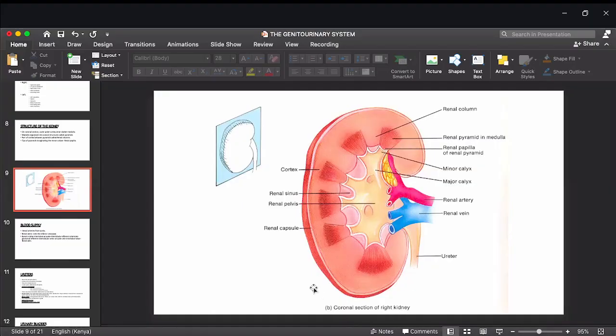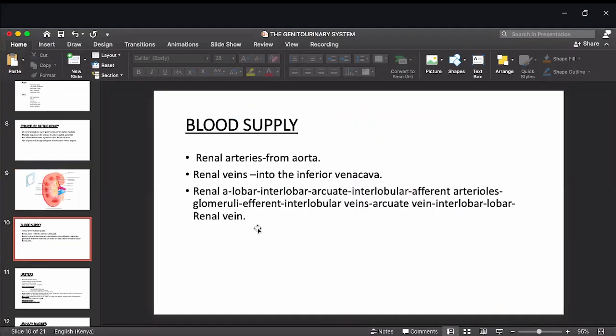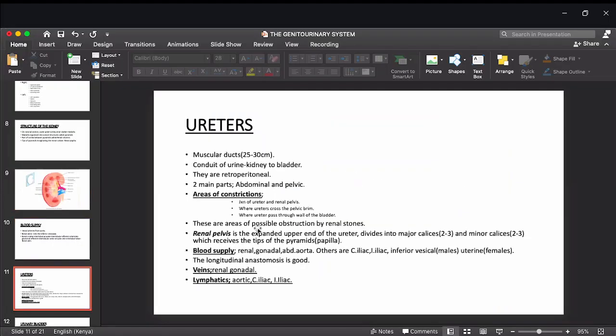So the constrictions are very significant at the level of the junction of the ureter and the renal pelvis, where the ureter crosses the pelvic brim, and where the ureter passes through the wall of the bladder.